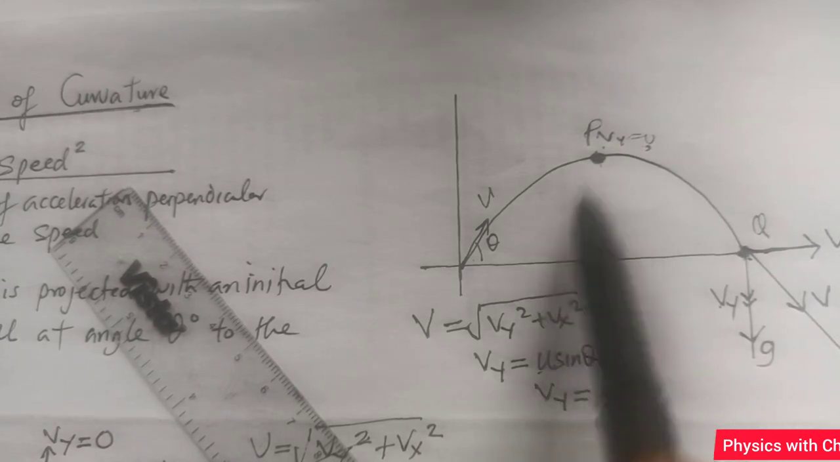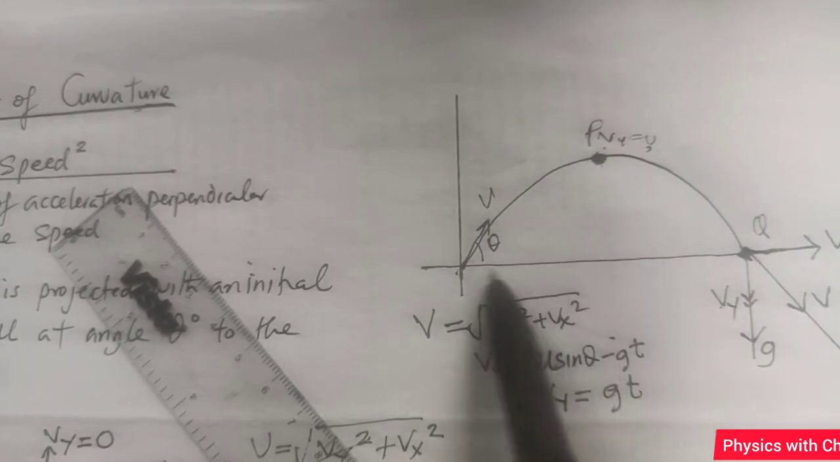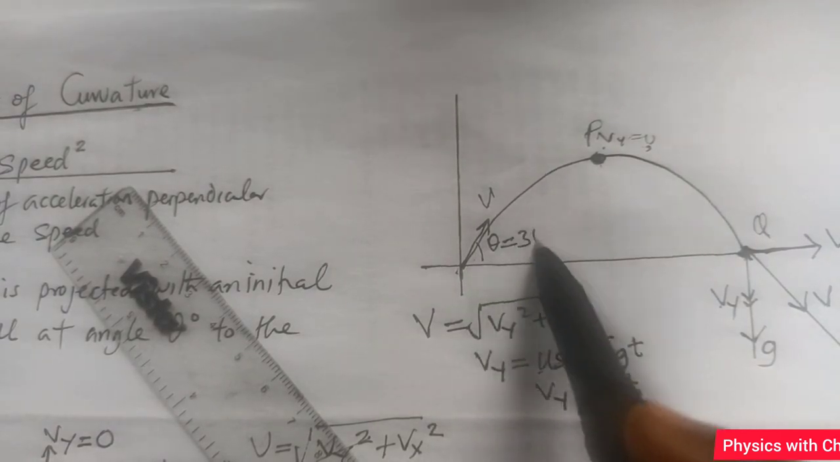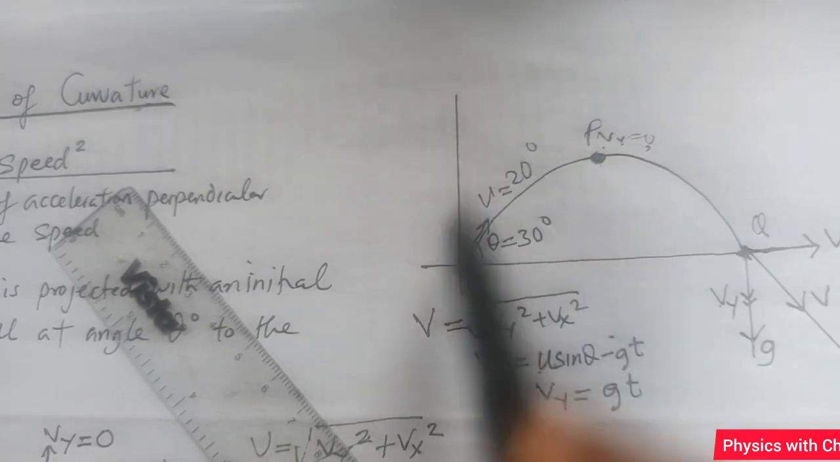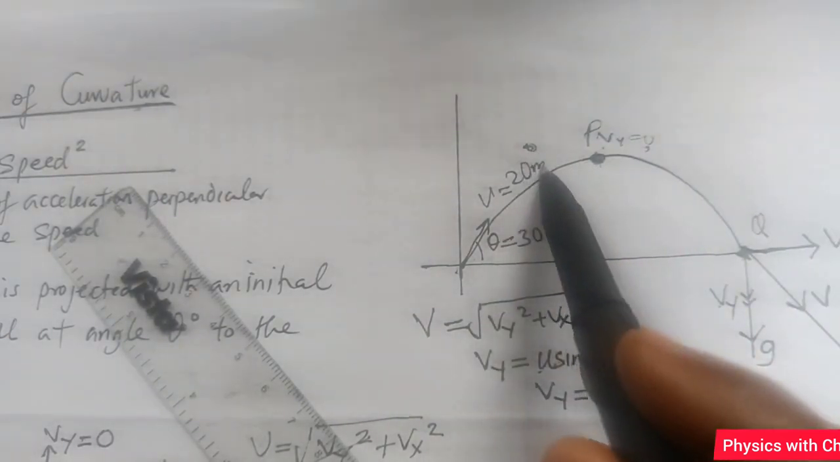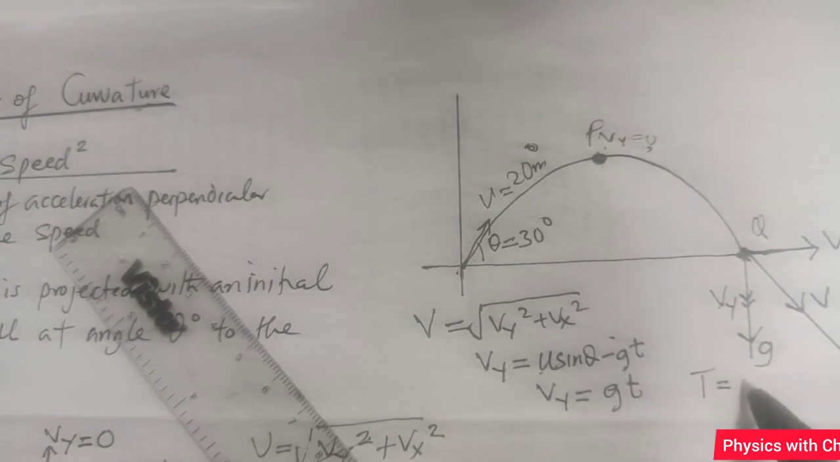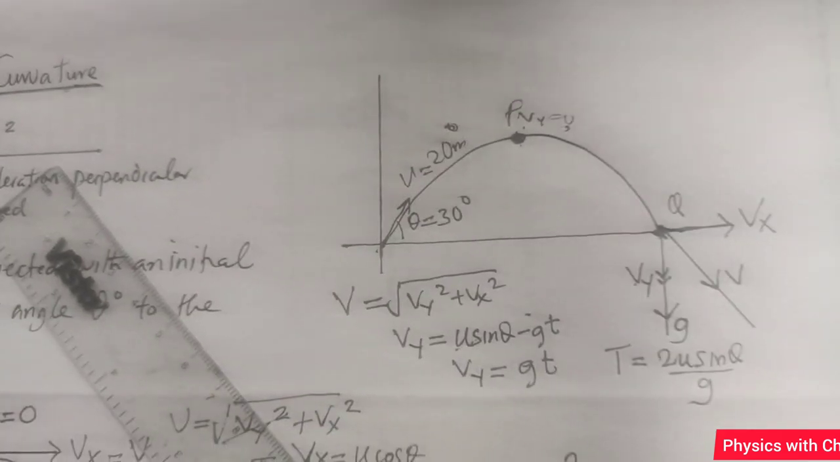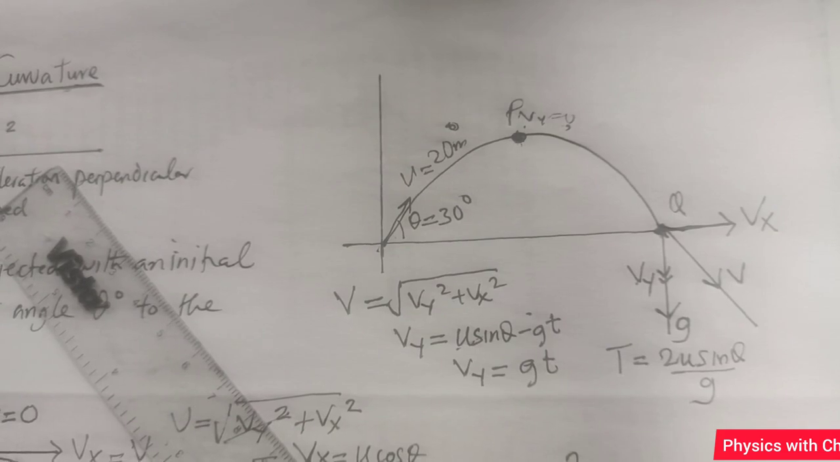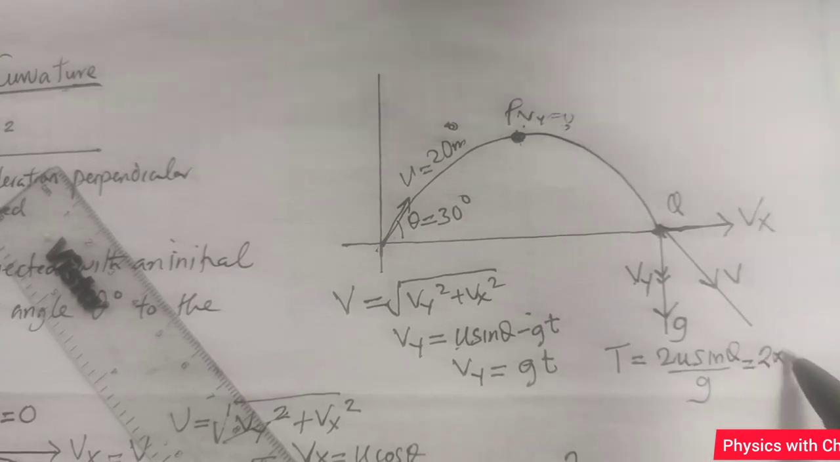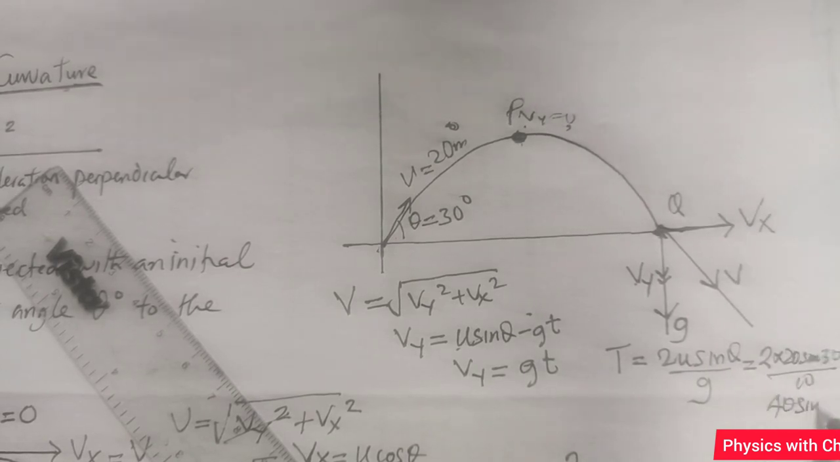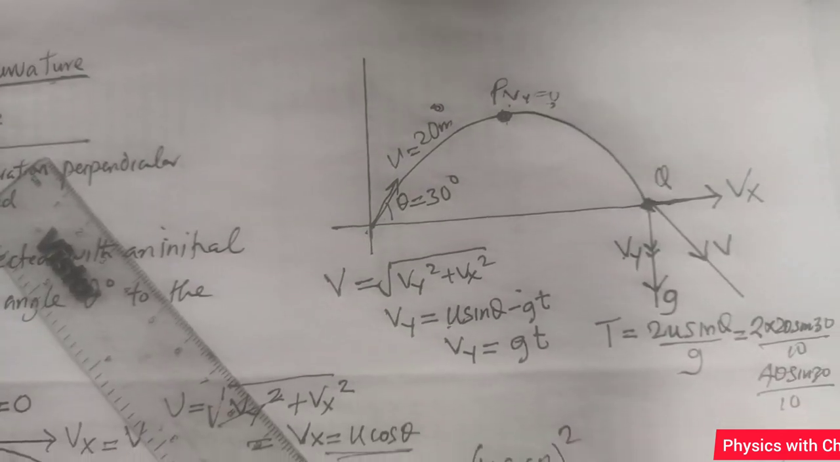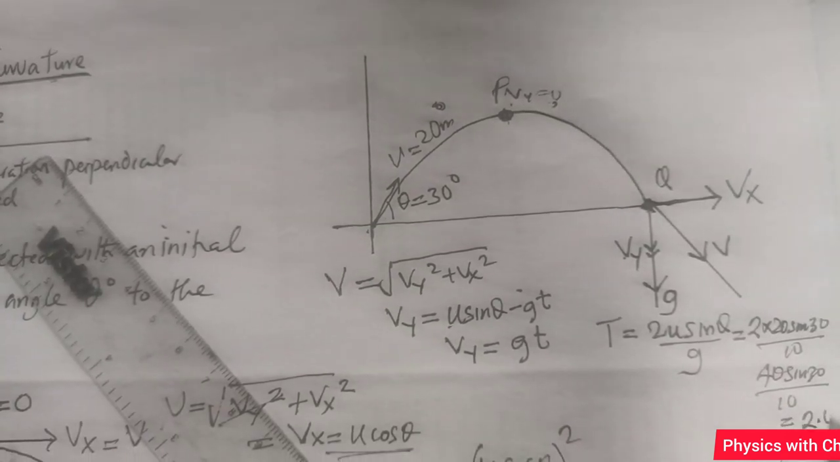All right, but the time taken, what's the time of flight? Given that this is 30 degrees, and this is 20 meters per second, we can quickly find the time of flight. Time of flight is calculated using t equals 2u sine theta over g. You must have gone through my video on the topic projectile motion before you start dealing with this circular motion stuff. So this gives me 2 times 20 sine 30 divided by 10. That is 40 sine 30 over 10, which gives me 2 seconds. That is the time of flight.